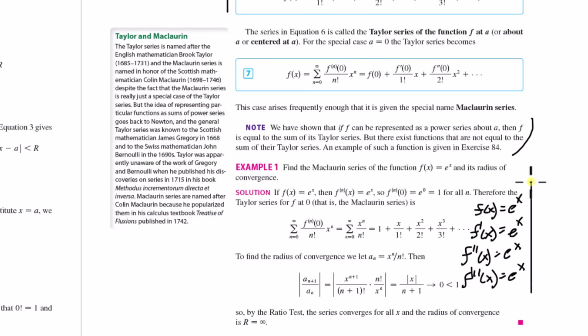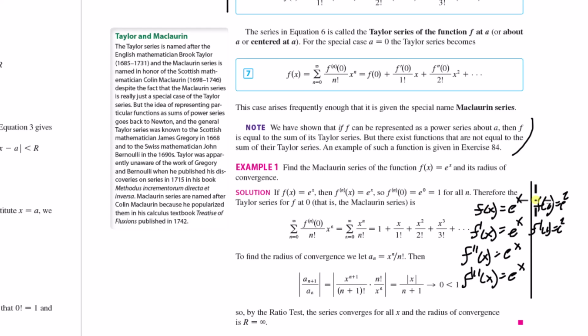Then you draw a line here and you plug in the center point. So there's no need to put x minus a here. If we were doing this centered at 2, let's say, not a equal to 0 but a equal to 2, then I would put, okay, what is f of 2? That's e squared. What is f prime of 2? That's e squared. There's no need, for this step, to put x minus a or anything like that. We're just taking the derivatives of the function f of x.